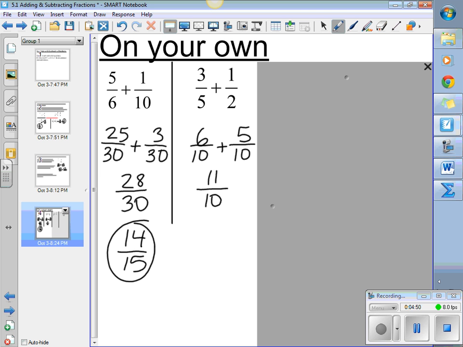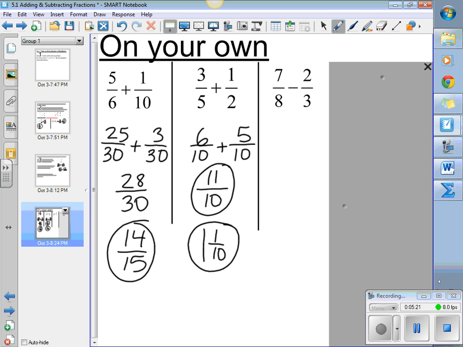And quite honestly, you weren't told that you had to make it a mixed number. I personally am okay with you leaving it as 11 over 10, unless I tell you otherwise. And since I didn't tell you you couldn't leave it that way, I'd be okay with this one, or you could put it as this. If this was a test or a quiz, I would give you very specific instructions as to how I want it, or I would accept either one.